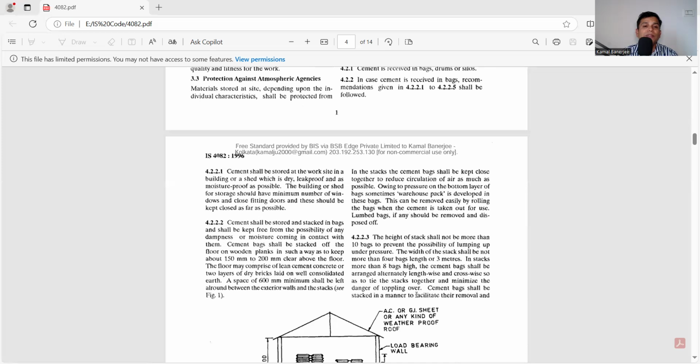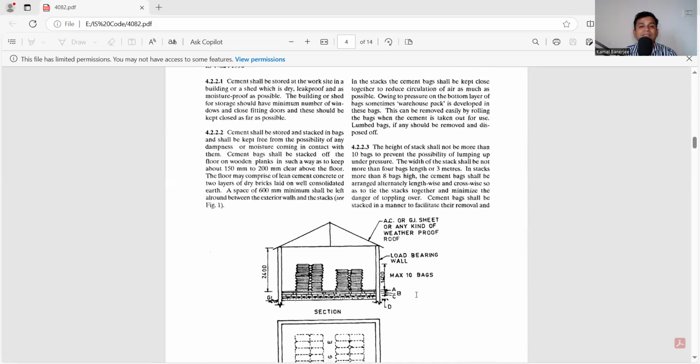Okay, what is the recommendation? The first recommendation says cement shall be stored at the work site in a building or a shed which is dry, leak proof, and as moisture proof as possible. That means it should be moisture proof and leak proof, so that it is not possible for water to enter inside the shed where we are keeping the cement. The building or shed for storage should have a minimum number of windows and close-fitting doors, and these should be kept closed as far as possible.